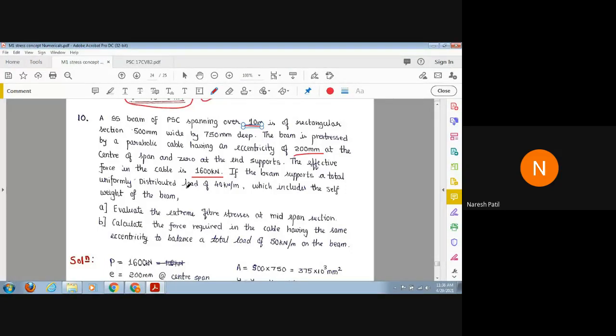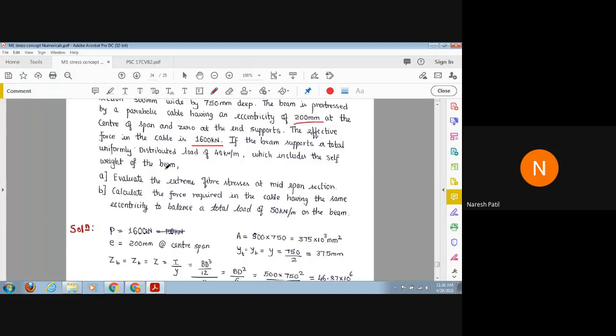If the beam supports a total uniformly distributed load of 40 kilonewton per meter, which includes the self weight also, then what you have to find out? Evaluate the extreme fiber stresses at the midspan section. Then calculate the force required in the cable having the same eccentricity to balance the total load of 50 kilonewton per meter. This is again a very simple question.